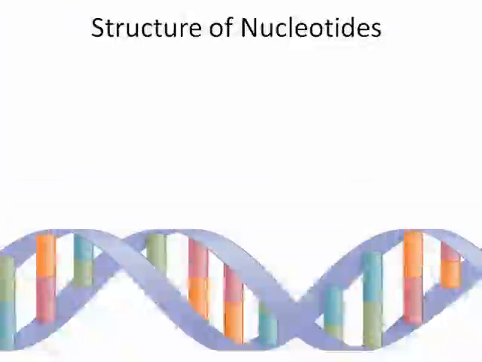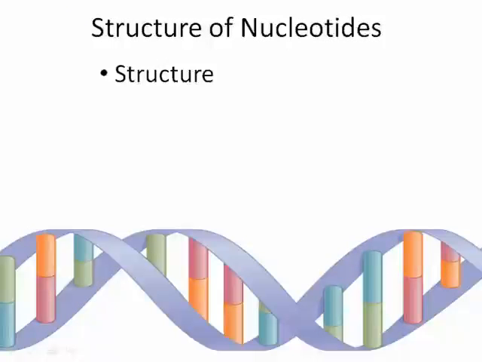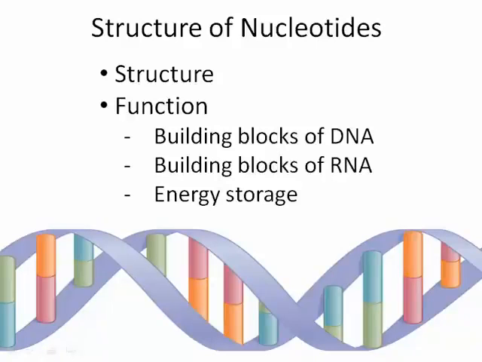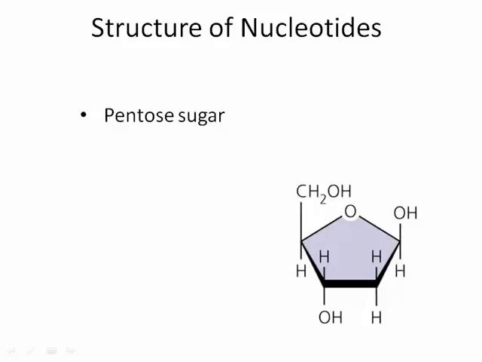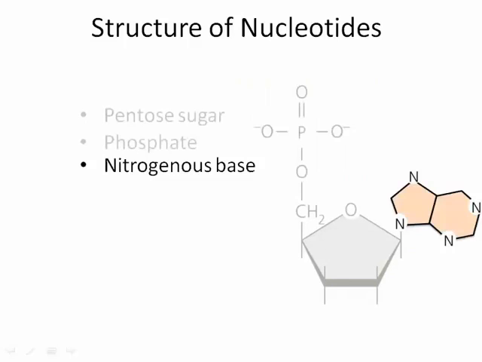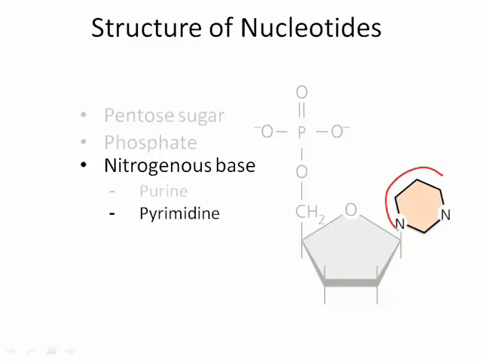This video will examine the structure of nucleotides and explore some of the nucleotides' functions, particularly as components of DNA, RNA, and energy storage molecules. Every nucleotide has a pentose sugar, that is, a sugar molecule with 5 carbon atoms, and a phosphate group, and a nitrogenous base. The nitrogenous bases are either purines, which have 2 rings, or pyrimidines, which have a single ring.